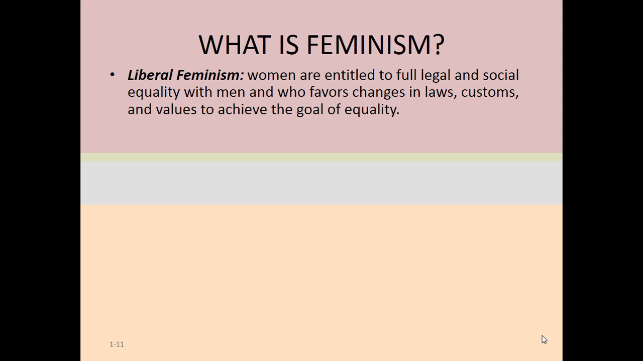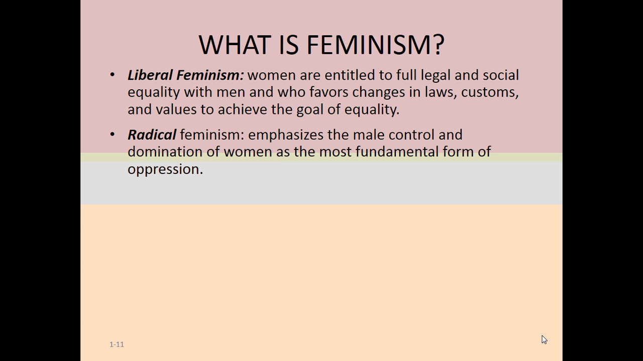So first we have liberal feminism. Liberal feminism is about trying to change the laws, the customs, as well as overall social values to create equality between men and women. So liberal feminists are looking for law changes, and they're going to work mostly with the government to try to create this change.